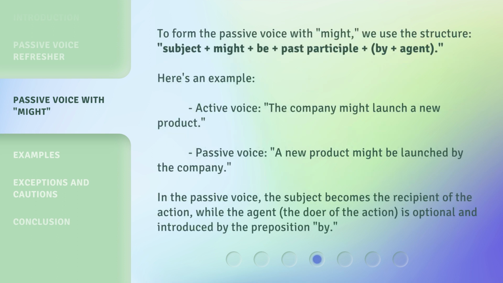To form the passive voice with might, we use the structure: subject plus might plus be plus past participle plus by plus agent. Here's an example. Active voice: the company might launch a new product. Passive voice: a new product might be launched by the company. In the passive voice, the subject becomes the recipient of the action, while the agent, the doer of the action, is optional and introduced by the preposition by.